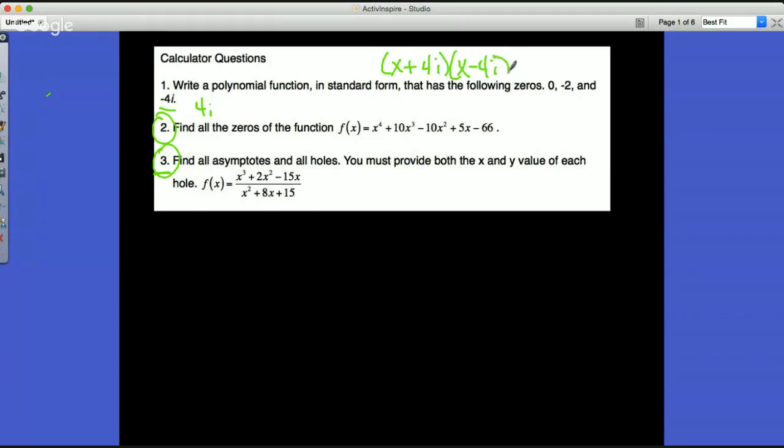This would be more for number 1 here. This is in linear factorization form, but if I told you to get it into standard form, you would have to multiply that out. So make sure you multiply this out to get it into standard form, what it asks for there, okay? All right, let's look at number 2.